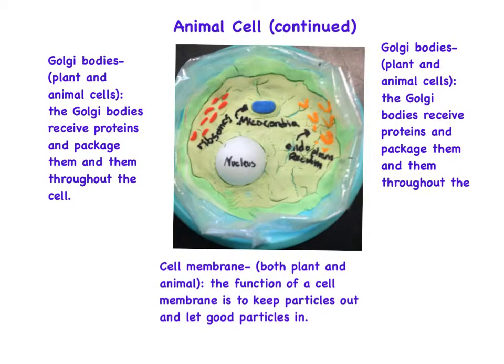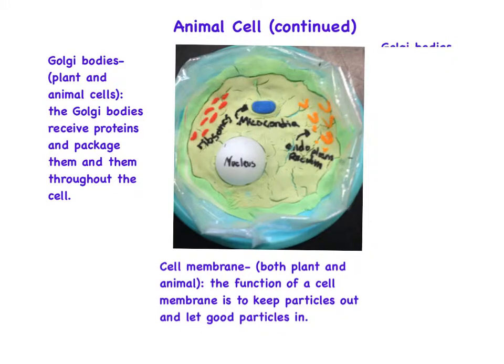Animal cell continued. The Golgi bodies receive proteins and package them throughout the cell. The cell membrane. The function of the cell membrane is to keep particles out and let good particles in. The Golgi bodies. The Golgi bodies receive proteins and package them throughout the cell.